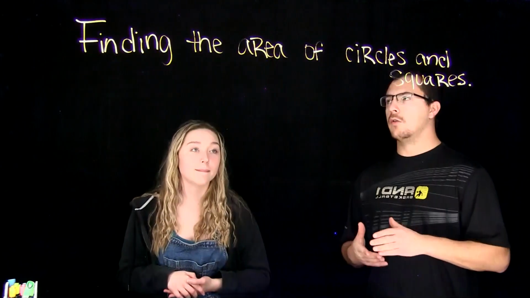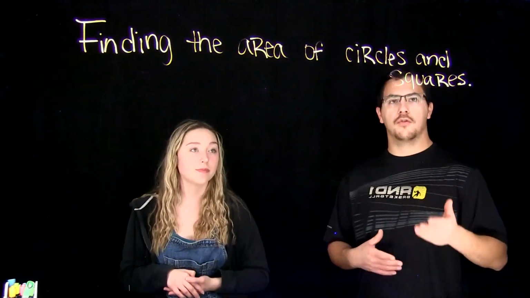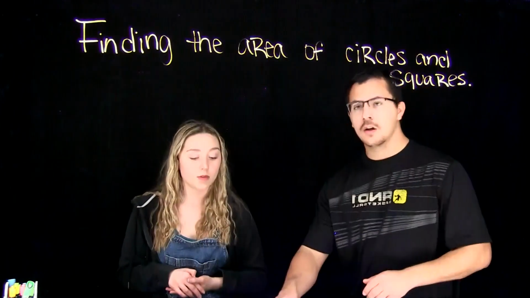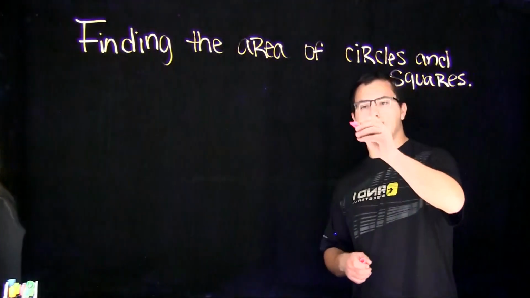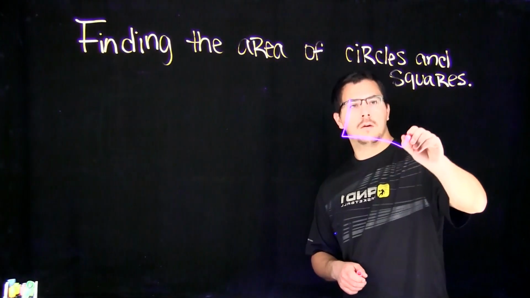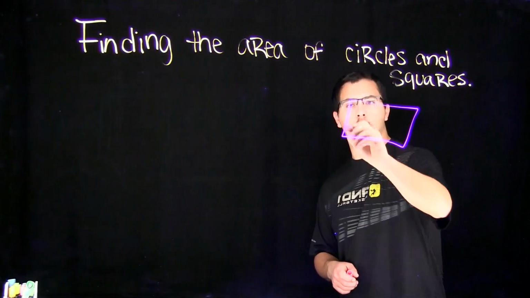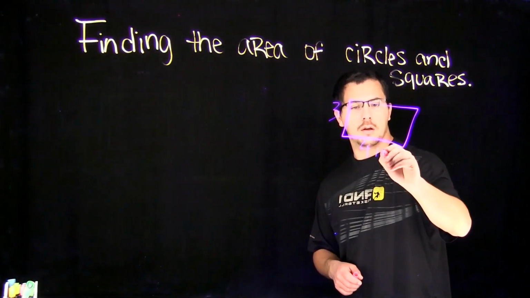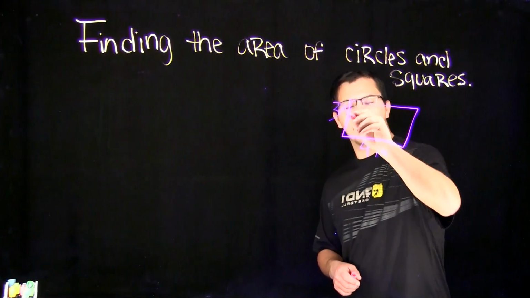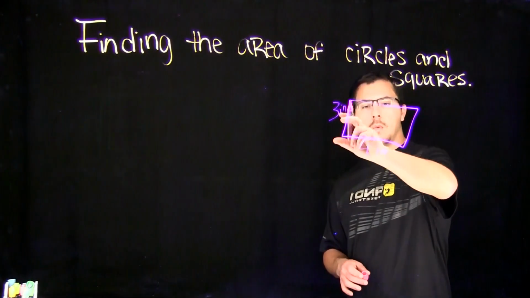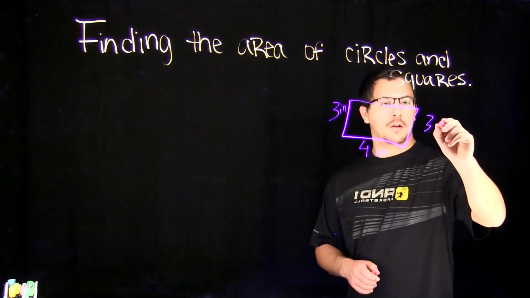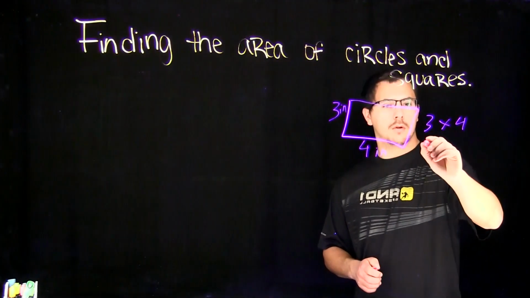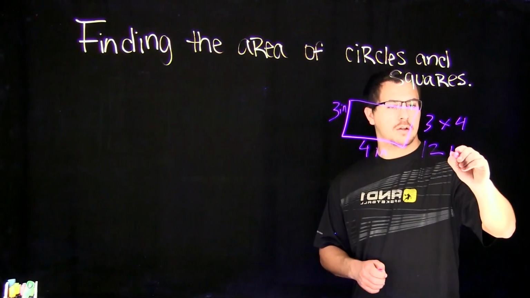Shapes, squares and circles, and also the formula for squares will get you the area for rectangles as well. So we're going to go ahead and start with rectangles today. So let's say we have a rectangle that is 3 by 4 inches. Now it's very simple, you just have to take the width by length of it. So we're going to take 3 by 4, and that will get you 12 inches.